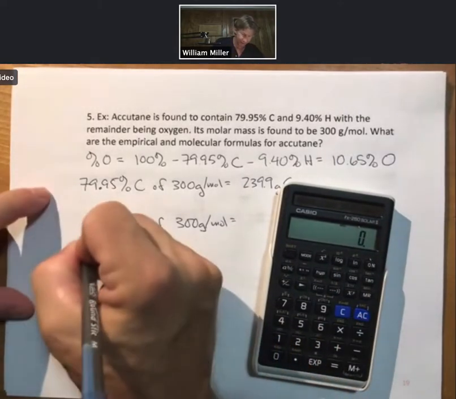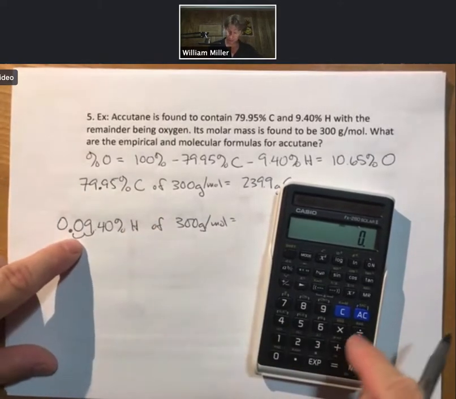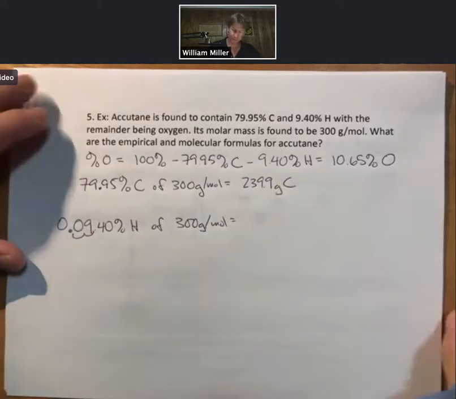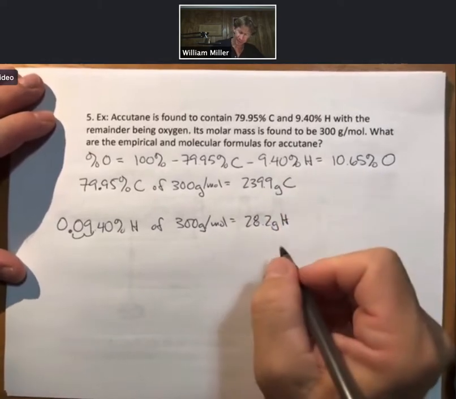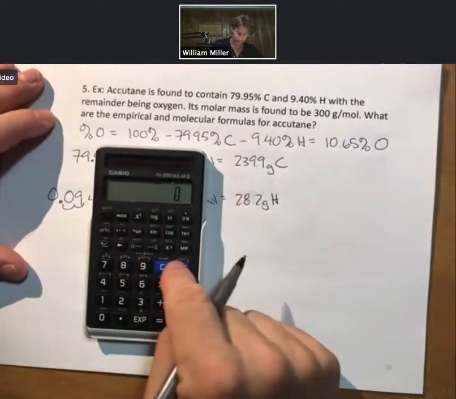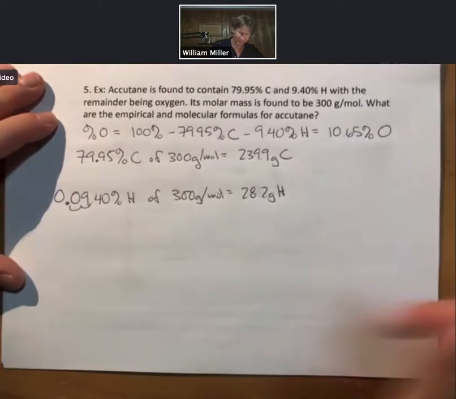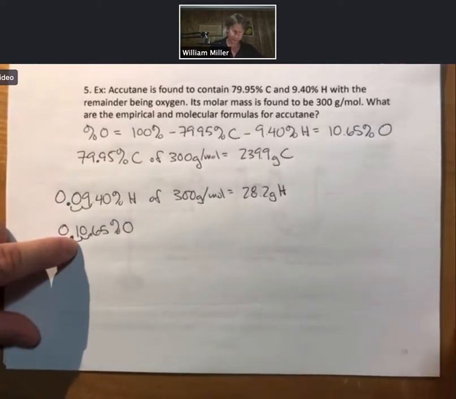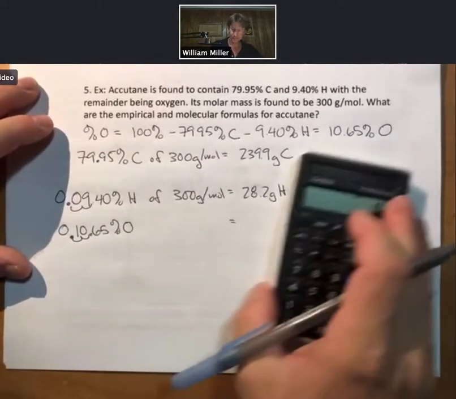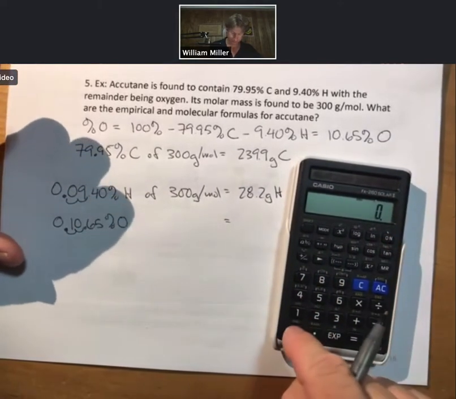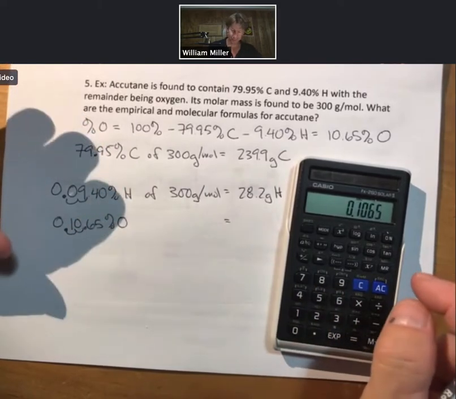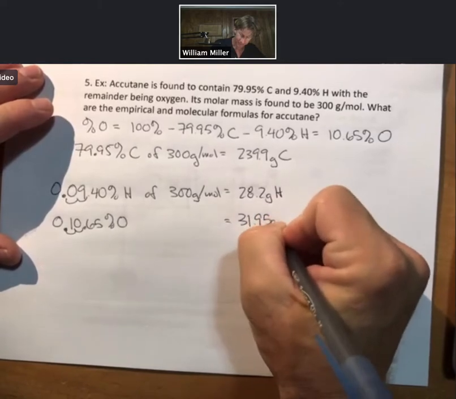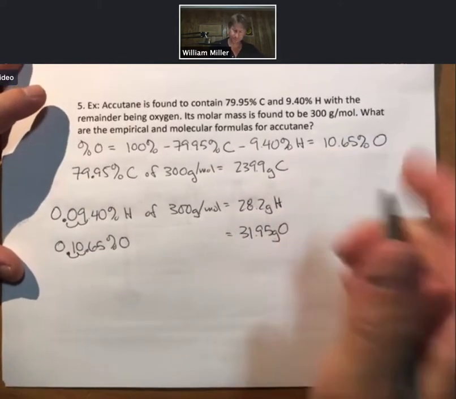Move the decimal place over two places to get my fraction, 0.940, 28.2, and 10.65%, 0.1065. In this course, to help me keep organized, always write it out. For me, it helps for sure. Times 300, 31.95. It is okay to keep an extra sig fig while you work, especially in these problems.